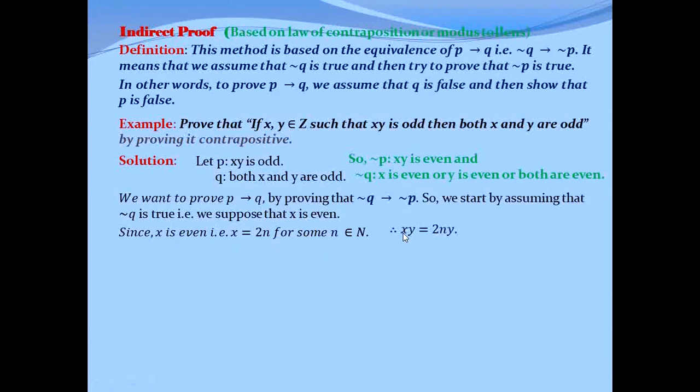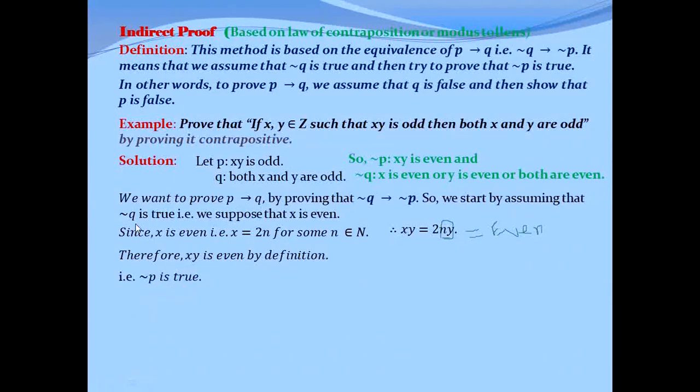Then we can write xy is equal to 2ny, because I have assumed that x is equal to 2n, and I have multiplied x with y. So we get 2n into y. Therefore, xy is even by definition, because n is an integer and y is also an integer. The product of these two is an integer, and this integer is multiplied with 2. So this is even. So we can say xy is even by definition.